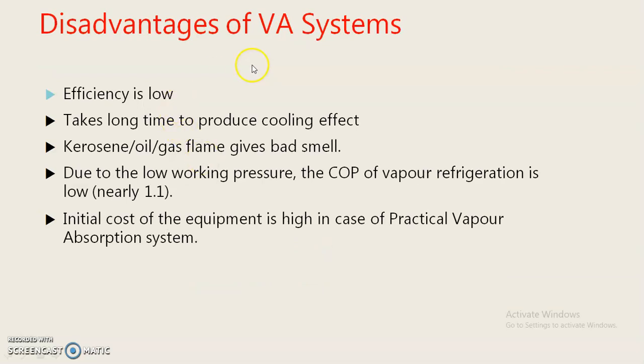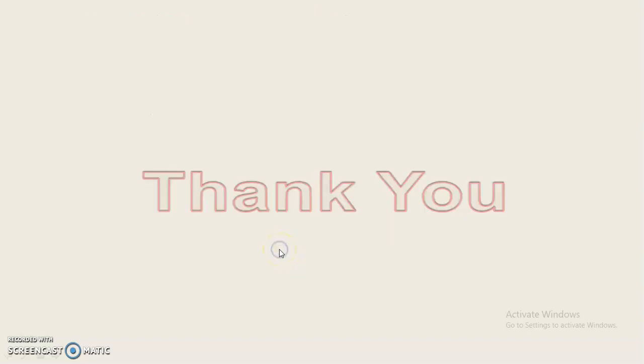The major disadvantage of the vapor absorption system is that, compared with the VCR refrigeration system, where the efficiency is high, the efficiency here is very low. It takes a long time to produce the cooling effect. Also, we have to use fuel. In the generator, kerosene, oil or gas flame gives a bad smell. Due to the low working pressure, the COP of the vapor absorption system is very low. The initial cost of the equipment is very high compared to the compression system. Thank you.